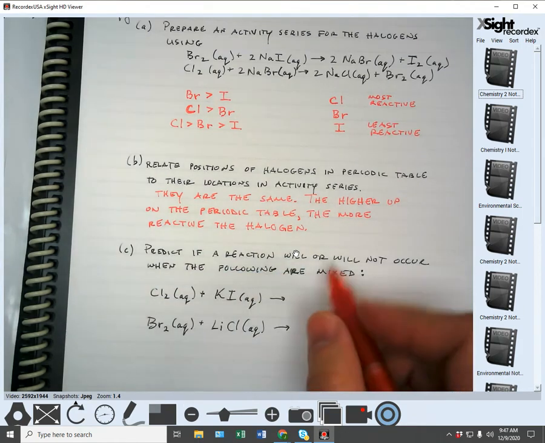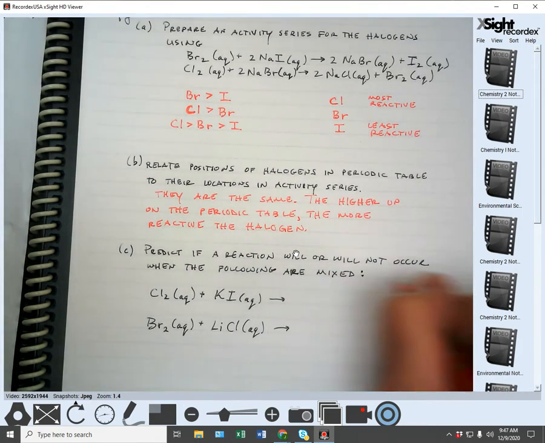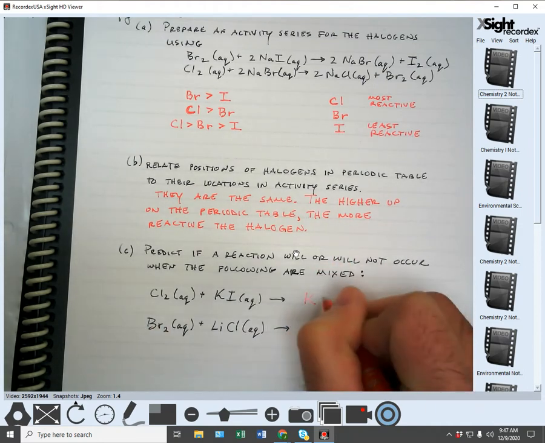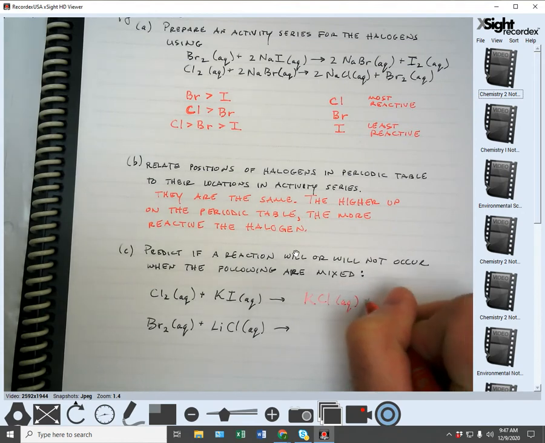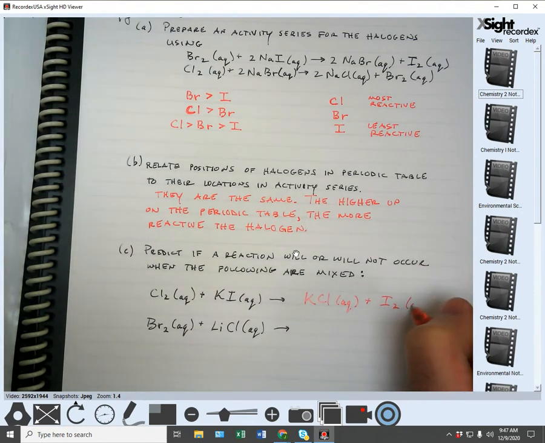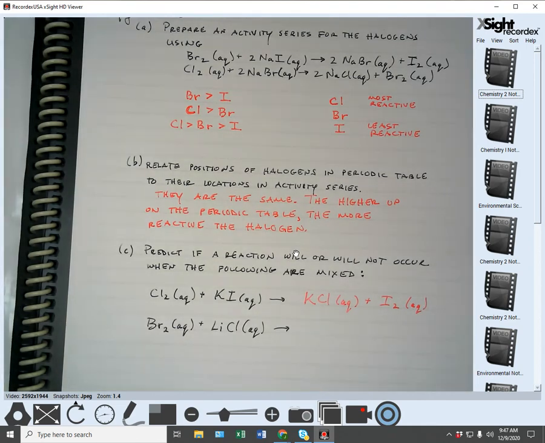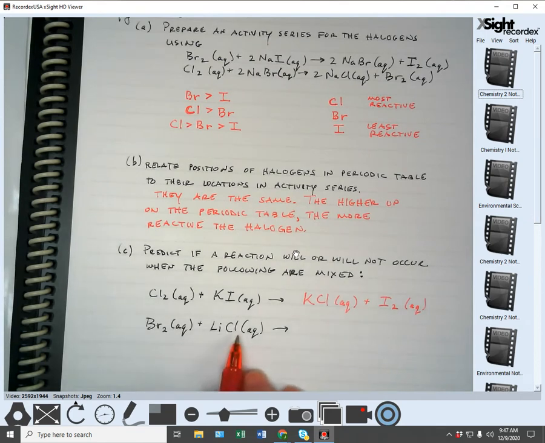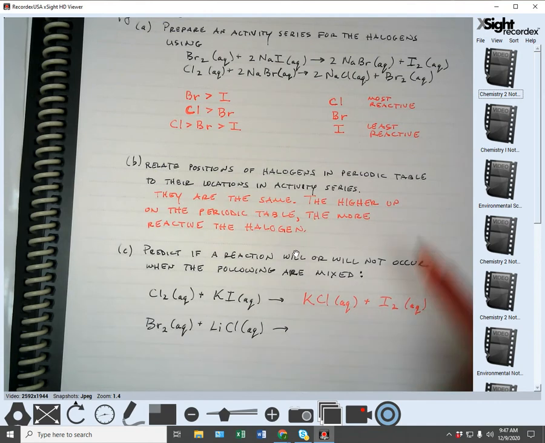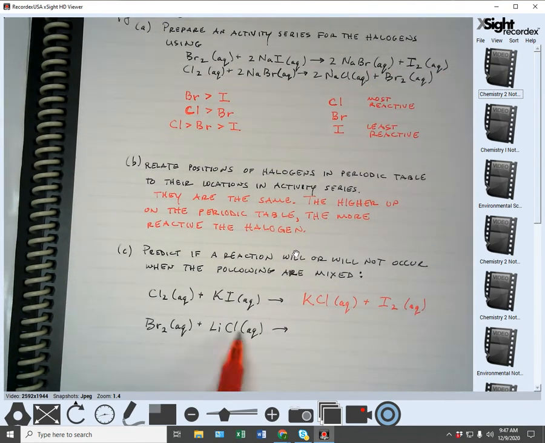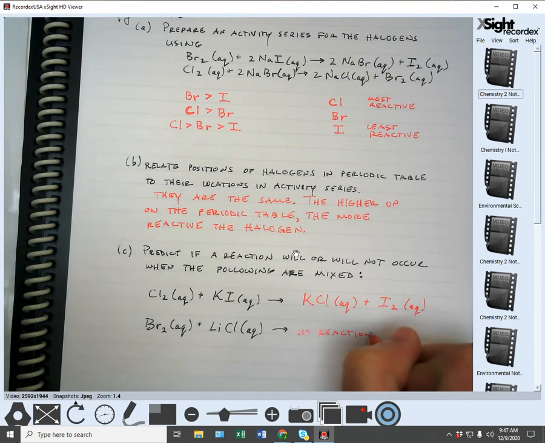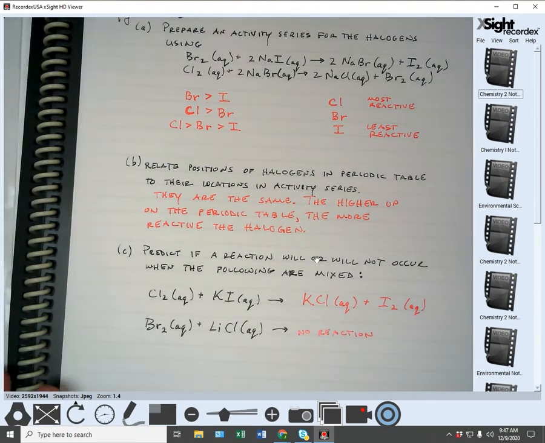If you just want to put reaction will occur, you could also finish it. So you would end up with potassium chloride plus iodine, like that. So the reaction will occur. Let's look at the second one. Bromine and lithium chloride. So bromine and the chlorine. If we look, chlorine is more reactive than the bromine. So the chlorine's already in the compound. So this would be no reaction. Reaction would not occur.